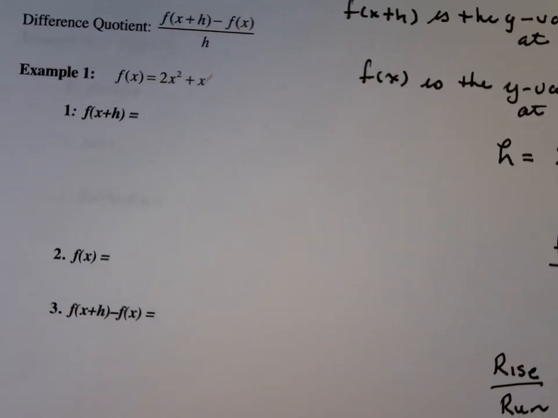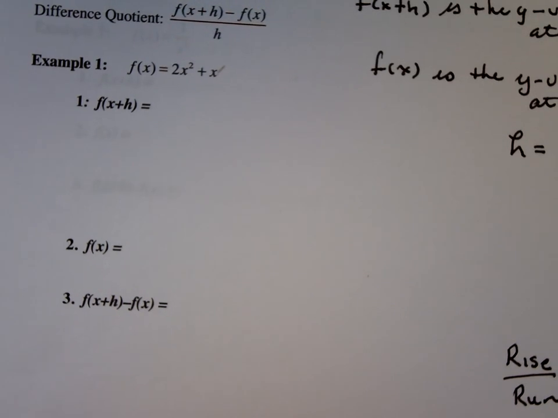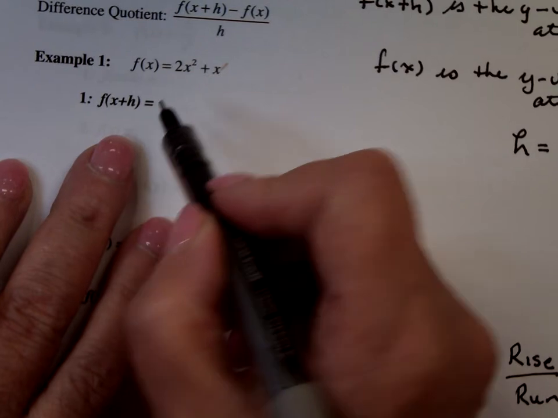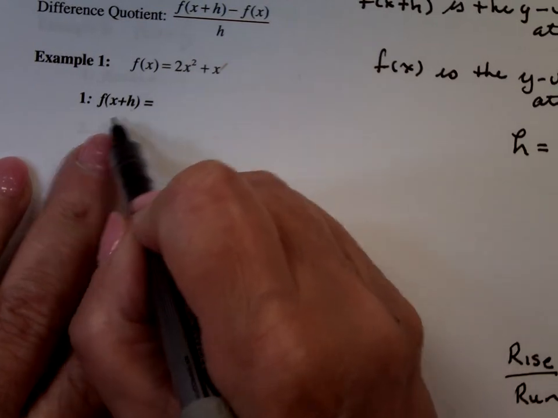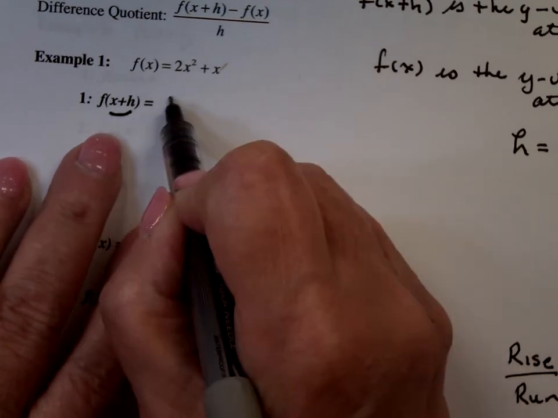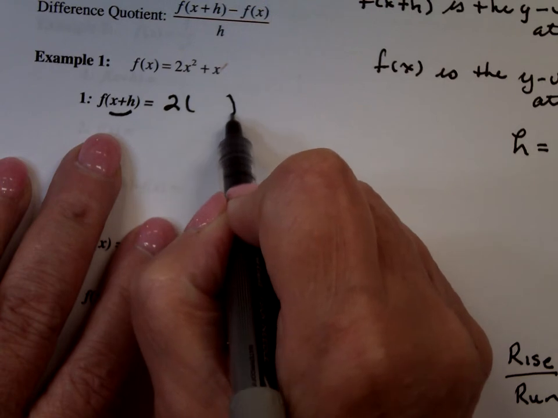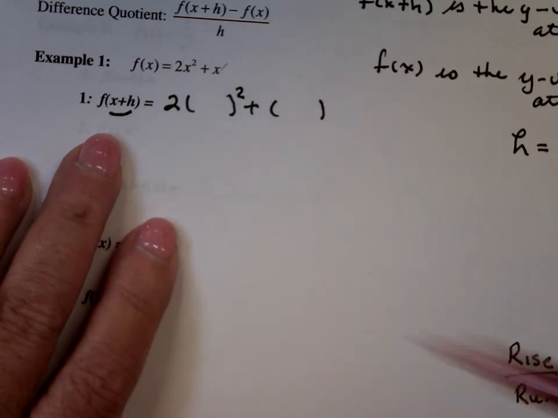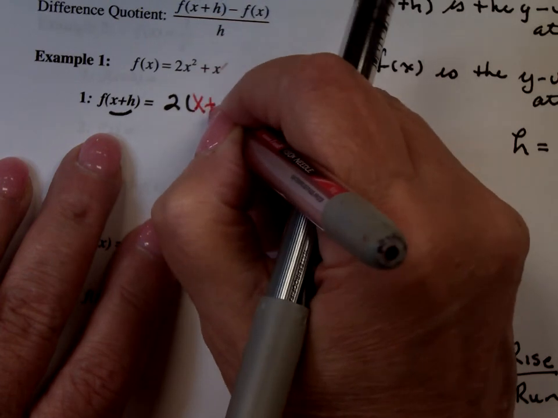So here we go. I call this the 4-step process. The first thing you want to calculate is f of x plus h. Well, that says wherever there is an x, I remove the x, and in its place, I put x plus h.